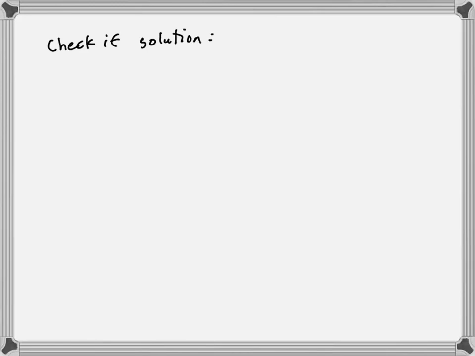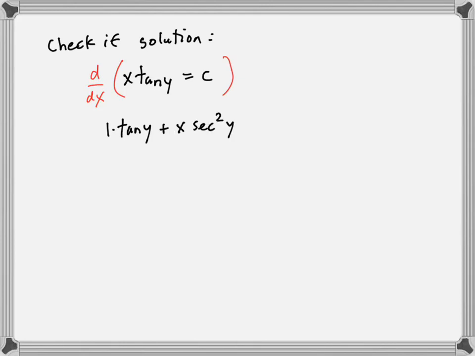Let's take our solution. Remember, we've got x tan y equals c, and we're going to take the derivative with respect to x of both sides. If we do that, we need the product rule and the chain rule on the left side. We get the derivative of the first times the second plus the first times the derivative of the second. It's secant squared y times dy/dx. And I get equals 0.